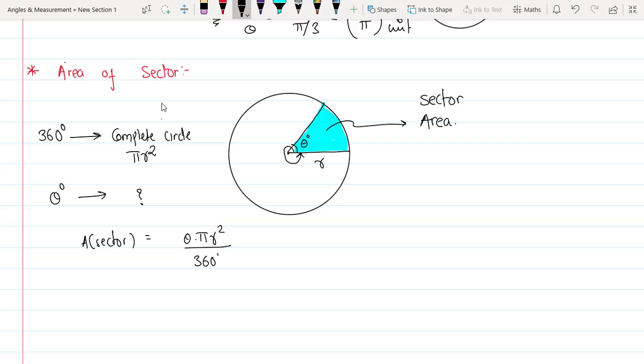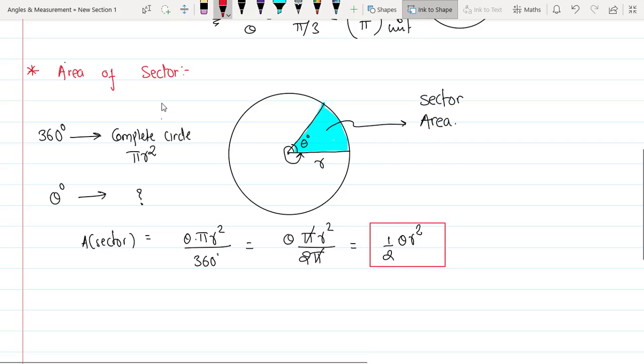Okay. So this pi is in radian and this 360 degrees is in degrees, which is not allowed. So convert everything into radian. 360 degrees can be written as 2 pi. So this pi gets cancelled. What is remaining? It's 1 by 2 theta r square. So this is what I get as the area of a sector.